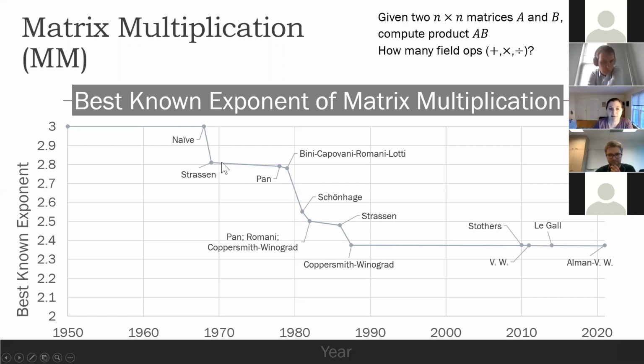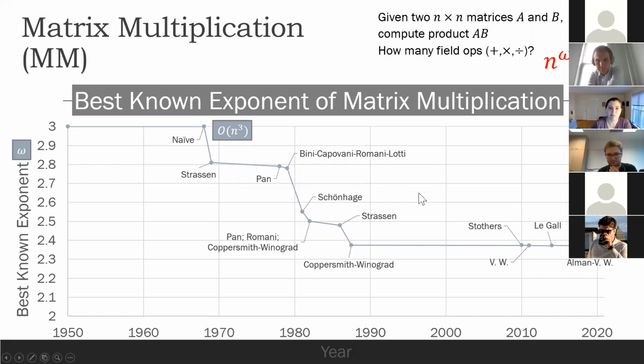And then Pan got something better, a little bit less than 2.8. And there was an improvement after that with new techniques. Schoenhage brought it down almost to 2.5. Strassen brought it down to less than 2.5. Coppersmith and Winograd brought it down to 2.376. And then there was a long standstill until Andrew Stothers, in his PhD thesis, showed that 2.376 can be improved a tiny bit to 2.374, and then I got a tiny improvement after that. Le Gall got another tiny improvement, and we got an even tinier improvement.